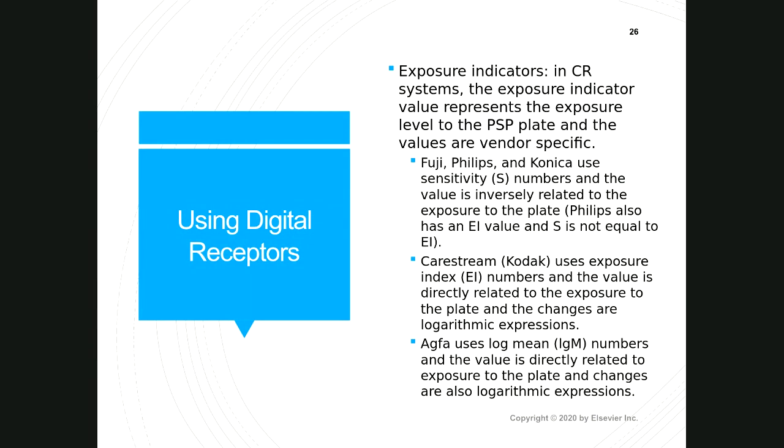But those values are very vendor specific, meaning that Fuji, Philips, Konica use a sensitivity number or an S number. All right, and they tell you that the value is inversely related to exposure to the plate. That's neither here nor there, but just recognize those three companies use what's called a sensitivity number. Carestream, which would be Kodak, uses exposure index numbers, and the values related to the exposure to the plate, and the changes are logarithmic. But AGFA, which is another company, uses actually logarithm values.